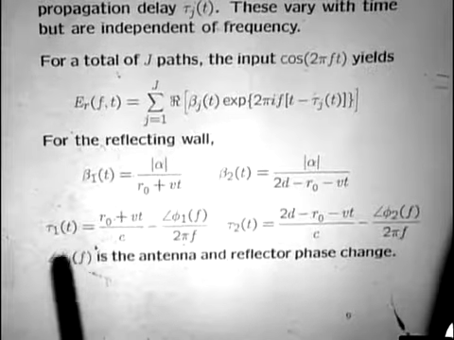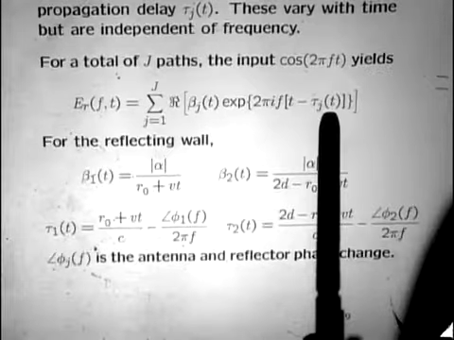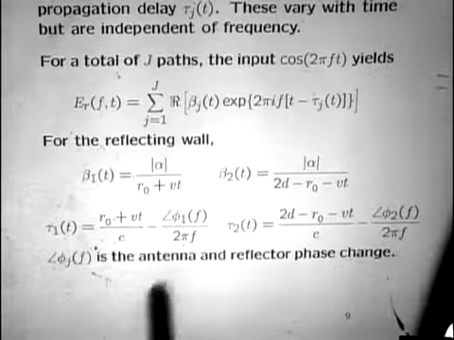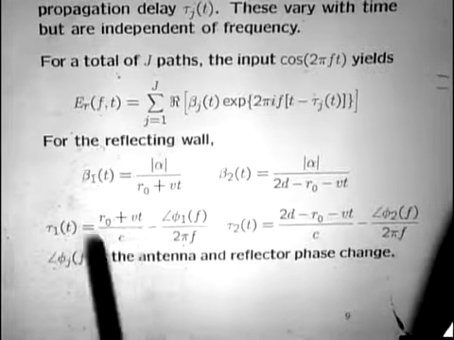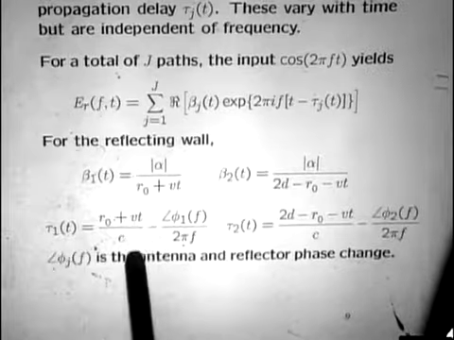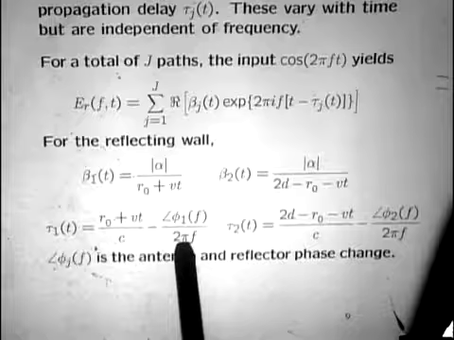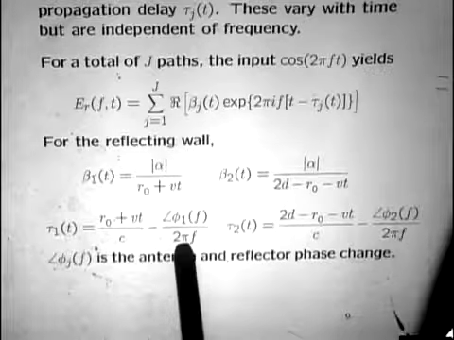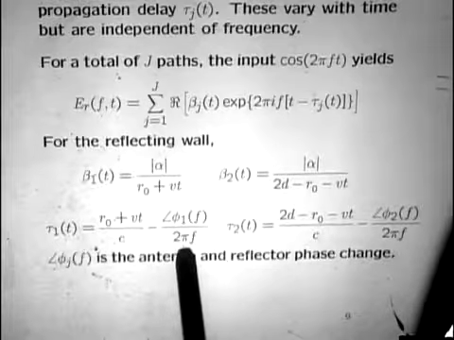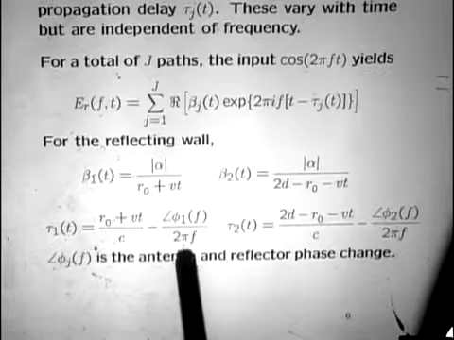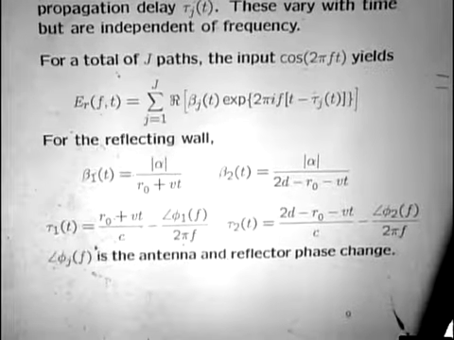Vt. If you look at these propagation delay terms, the propagation delay terms are R0 plus Vt divided by c, and this gives us a Doppler shift that we're interested in here. We're also going to have an extra term here, which is really caused by the phase change at the transmitting antenna and the phase change at the receiving antenna and a phase change at a reflector if there's any there. So we have the same sort of term at both of these places.